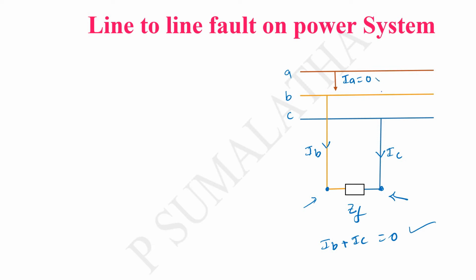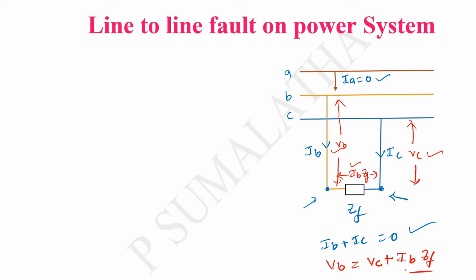First condition is IA equal to 0. Second condition is IB plus IC equal to 0. The third condition is, if you represent the voltage with respect to phase B as VB and the voltage with respect to phase C as VC, and the drop across this ZF is equal to IB into ZF. Now you can say VB as input, VC as output, and this is the drop across the fault impedance. Therefore, the voltage VB can be written as output voltage plus IB into ZF. This is the third condition.